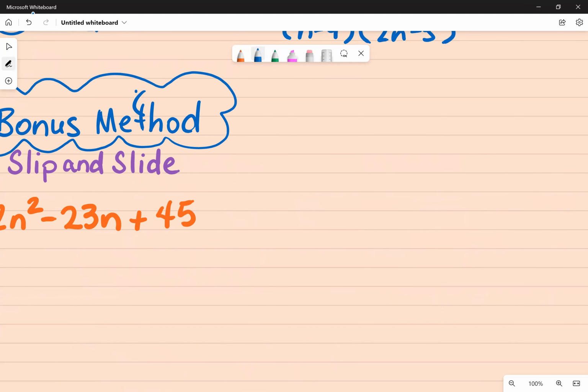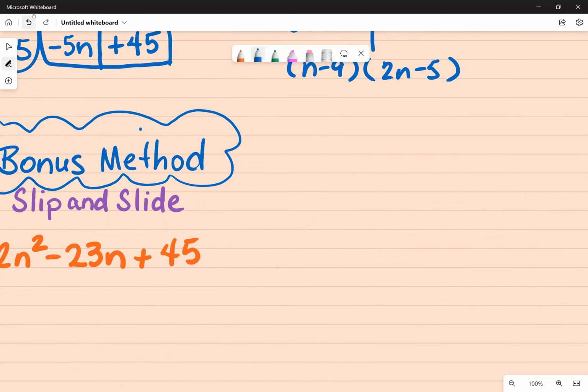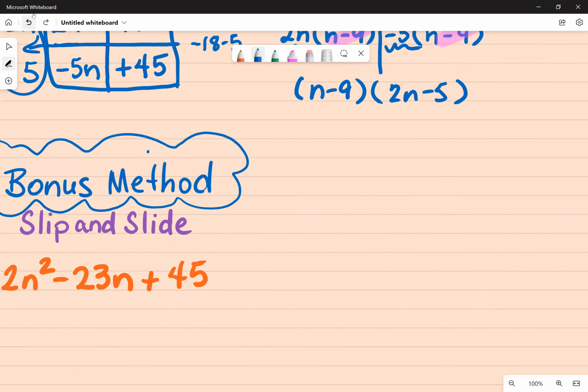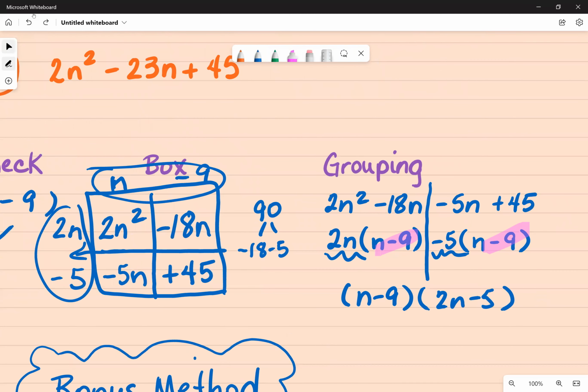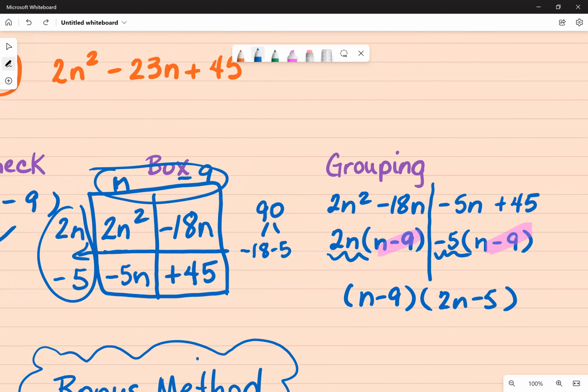So the answer for this one is going to be the quantity of 2n minus 5 times the quantity of n minus 9. And double check it. 2n times n, 2n squared. And then 2n times negative 9 is going to be negative 18n.